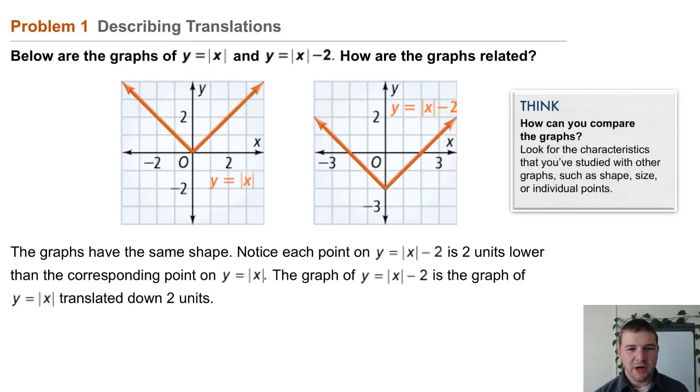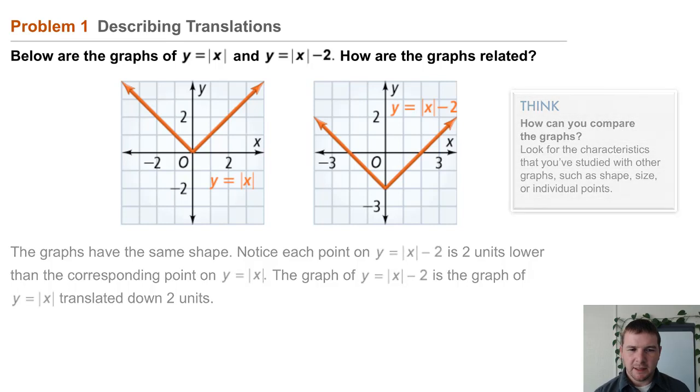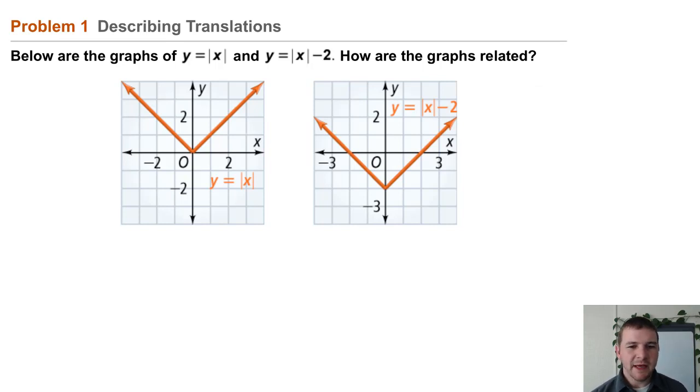Problem 1, describing translations. Below are the graphs of y equals the absolute value of x on the left and y equals the absolute value of x minus 2 on the right. How are the graphs related? Well, consider the graphs carefully, looking for any differences and trying to relate those back to the functions themselves.